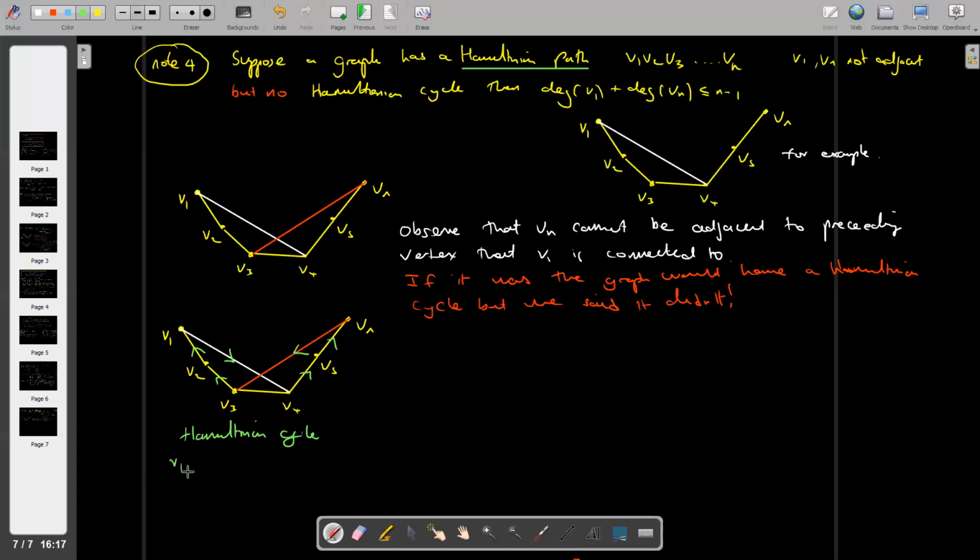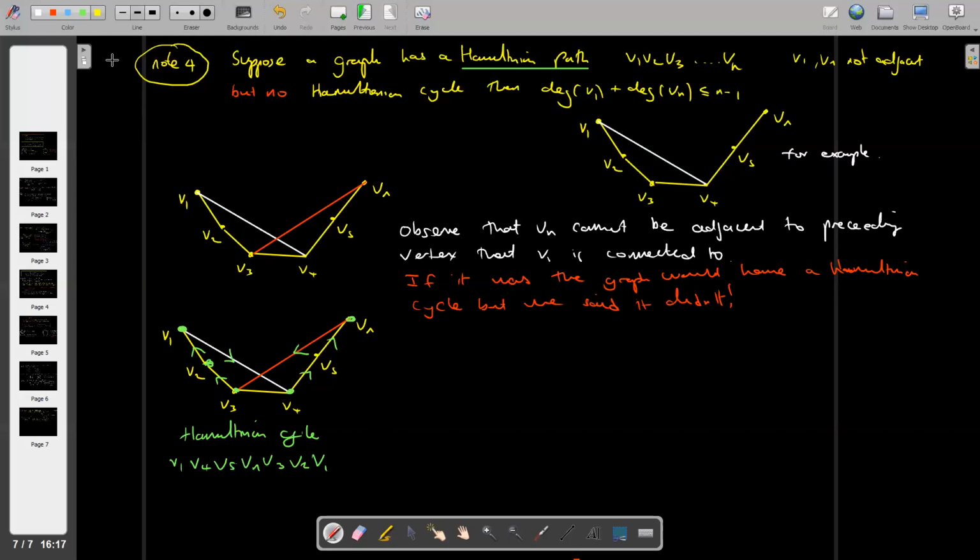Explicitly, that would be V1, in this example, V1, V4, V5, Vn, V3, V2, V1. It visits all of the vertices once, and once only. It's a cycle. Because we're saying that our graph does not have a Hamiltonian cycle, this edge cannot be connected to the preceding one.